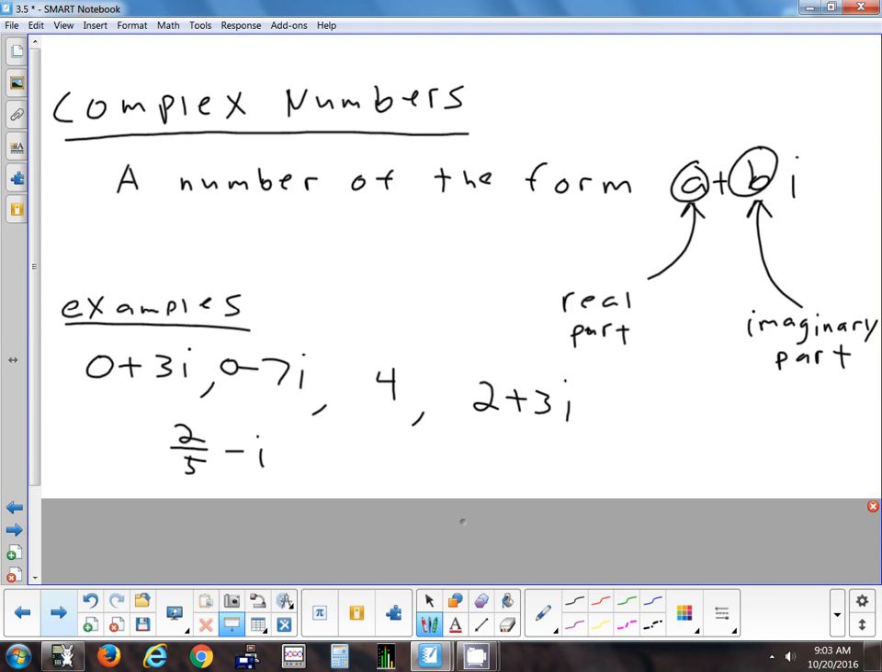How about 4? What's the real part? 4. What's the imaginary part? There is none, so it would be 0. Think of it as 4 plus 0i. Usually when one of the parts is 0, we don't write it. So any questions on how you write a complex number? Always put it in this order. Real, then imaginary.